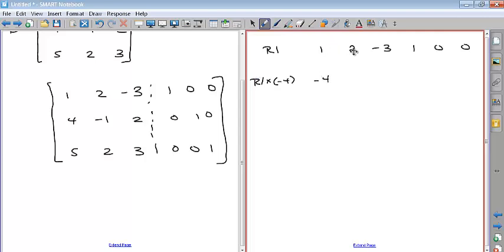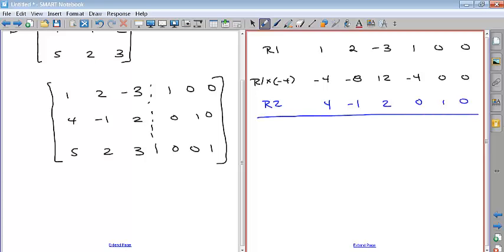That gives me negative, so I'm going to multiply each one of these by negative 4. And you've got to be really careful, because if you make one mistake, you get messed up. So now I can write down row 2, which I'm trying to modify. Row 2 is 4, negative 1, 2, 0, 1, 0. So add those two. If I take row 2 plus row 1 times negative 4, I just add these two together, I get 0, negative 9, 14, negative 4, 1, 0.